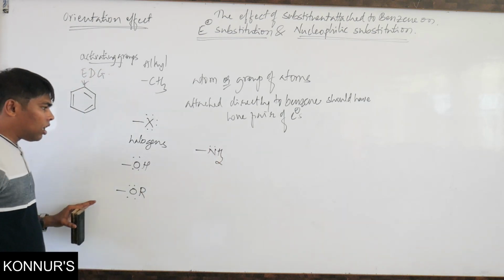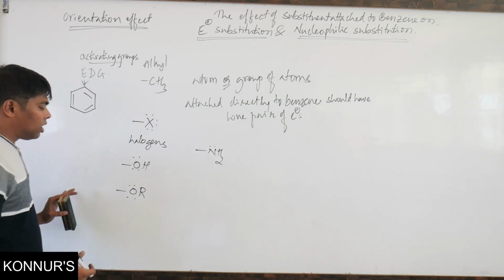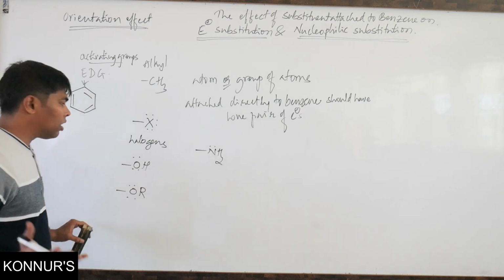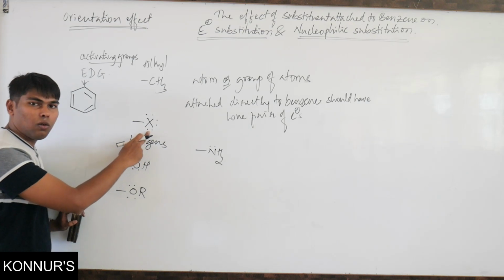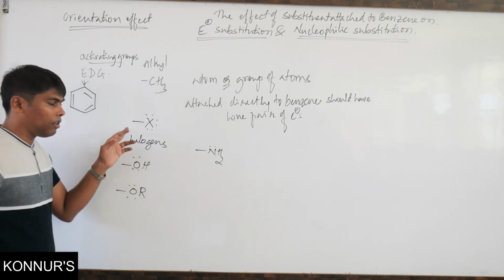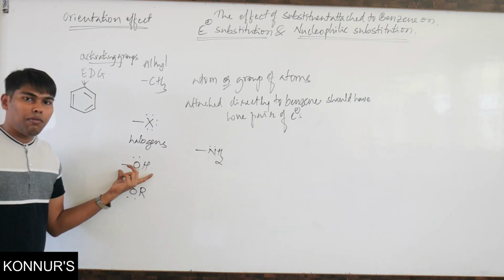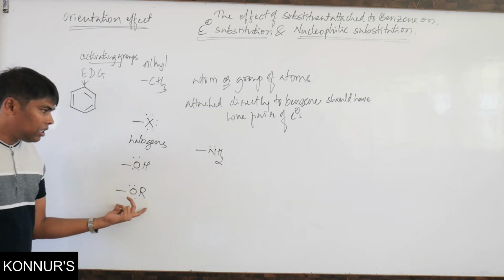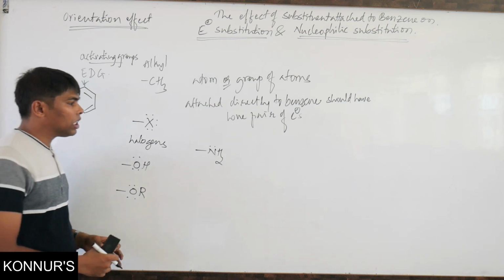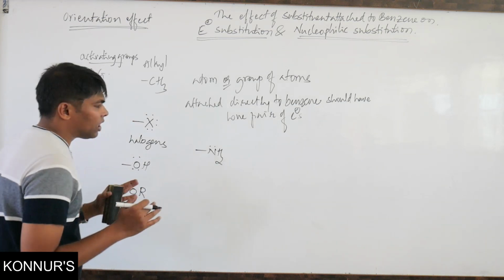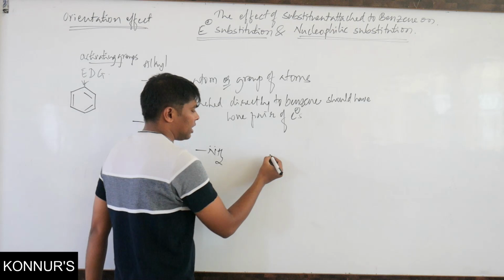So here, these are the first topics of the organic section, which are halogens, phenols and ethers. After that, the point comes with the aldehydes, ketones and carboxylic acids.